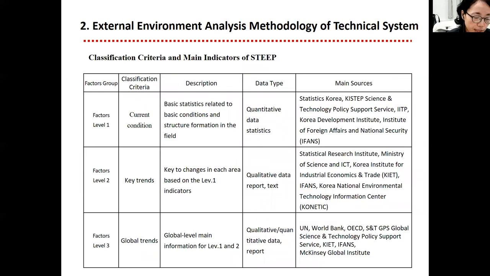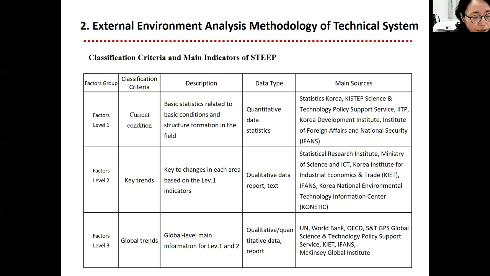This table shows the classification criteria and description of indicators related to main factors for each area of study, defined according to the process explained in the previous slide. In this, factor level one status data was described as basic statistics related to basic conditions and structure formation in the field. The type of data is quantitative and statistical data. Data sources are mainly public and government agencies.